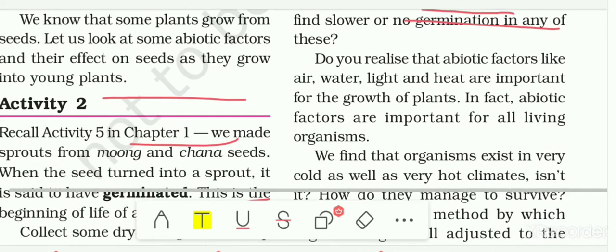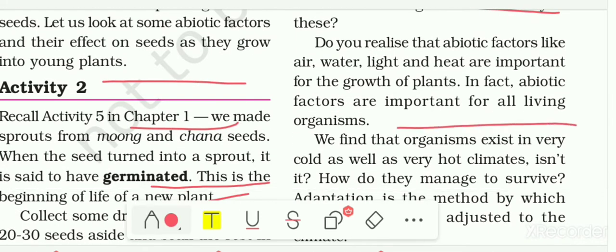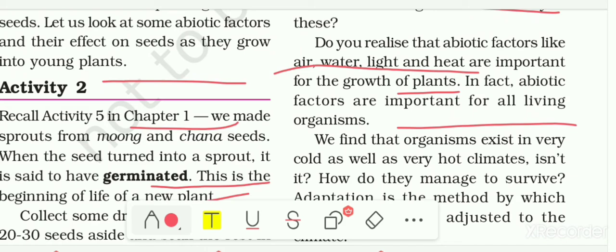So now do you realize that abiotic factors like air, water, light and heat are important for the growth of plants? After performing this activity, you will realize the importance of these abiotic factors for the growth of the plants. You can perform this activity at your home even. In fact, abiotic factors are important for all living organisms.